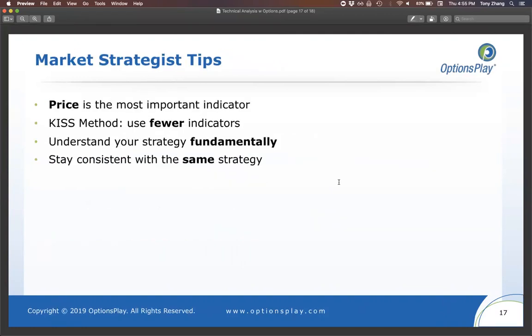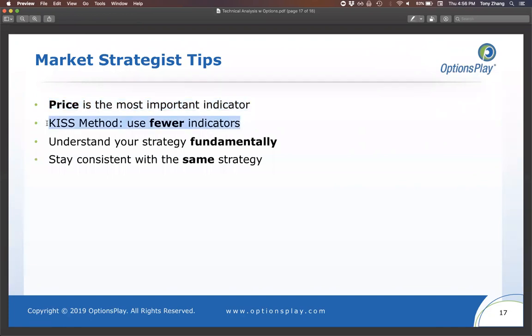So lastly, I just want to leave you with a few different tips. Number one, the price that you see on your chart is the most important indicator. I see a lot of users that use technical analysis have so many indicators on their chart that they don't even see where the price is. Don't do that. Make sure the first and foremost indicator that you should be looking at is price. All other indicators are there to help provide you with confirmation for your analysis on the underlying price.